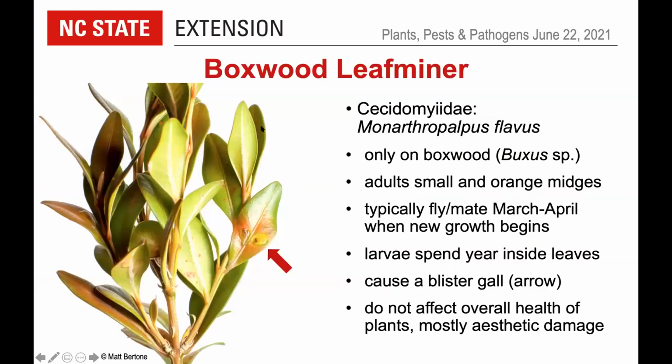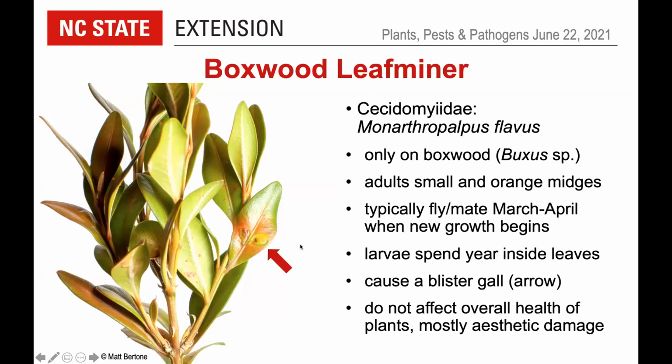Okay, the next most common boxwood pest, which Mike alluded to in one of the earlier quizzes, is the boxwood leaf miner. This is a gall midge in the family Cecidomyiidae, Monarthropalpus flavus. Again, only on boxwood. This is specific to Buxus species. The adults are small, orange midges, and I'll show you them in a second. They're called leaf miners because the larvae live in between the leaf surfaces.